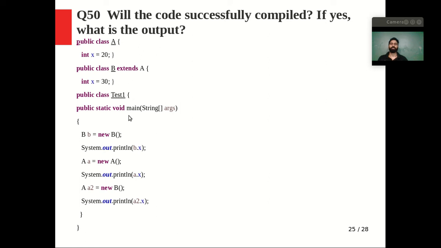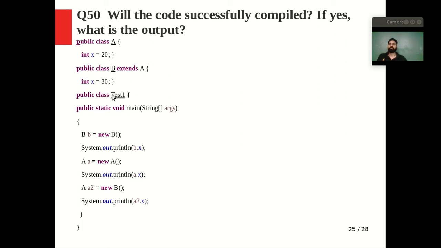Now let's see some programs, and see whether you can give the output. You can pause this lecture and try to give the output by yourself. Will the code successfully compile? If yes, then what is the output? We have a class A, and it has a member variable x equals 20, and we have another subclass with the name B. It is extending class A, and it has also x equals 30.